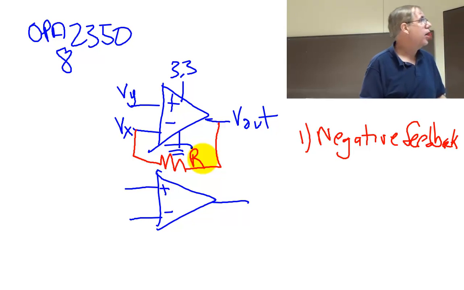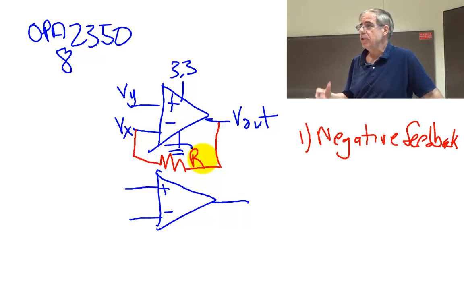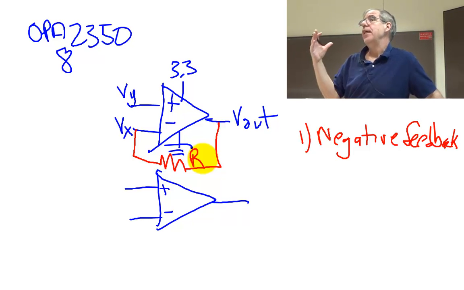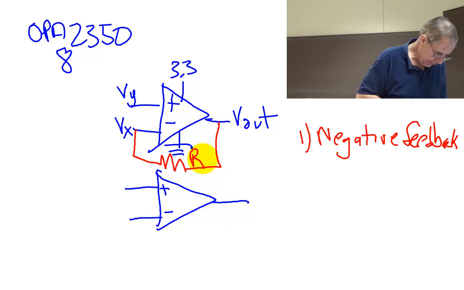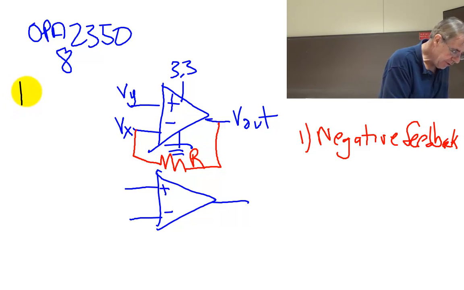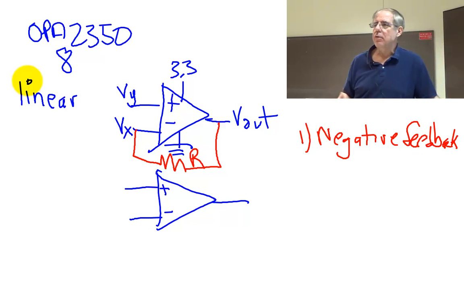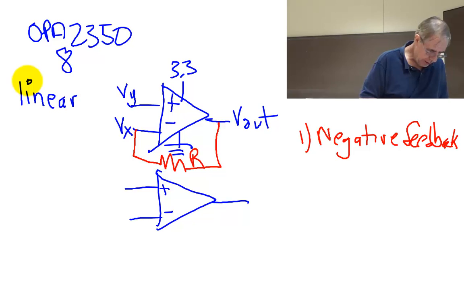And that is done by placing a resistor from the negative terminal to the output. Okay, so that's rule number 1. Now there will be a class of circuits when we get to Lab 10 that uses positive feedback, but it won't be a linear amplifier. So today we're talking about using the op amp in a linear mode as an amplifier or as a filter. Okay? All right, that's rule number 1.